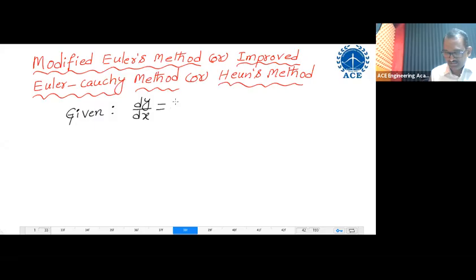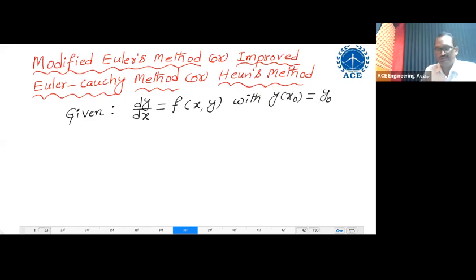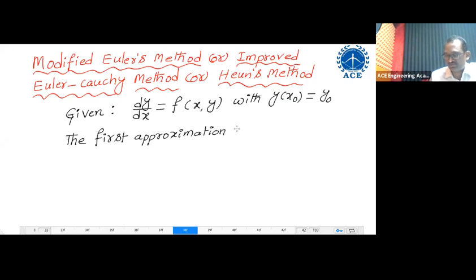Given dy by dx is equal to f of x comma y with initial condition y of x naught is equal to y naught. See, the derivation of modified Euler's method is also a little bit similar to previous model only. That's why directly I give you the formula. Derivation almost similar to the previous model only.